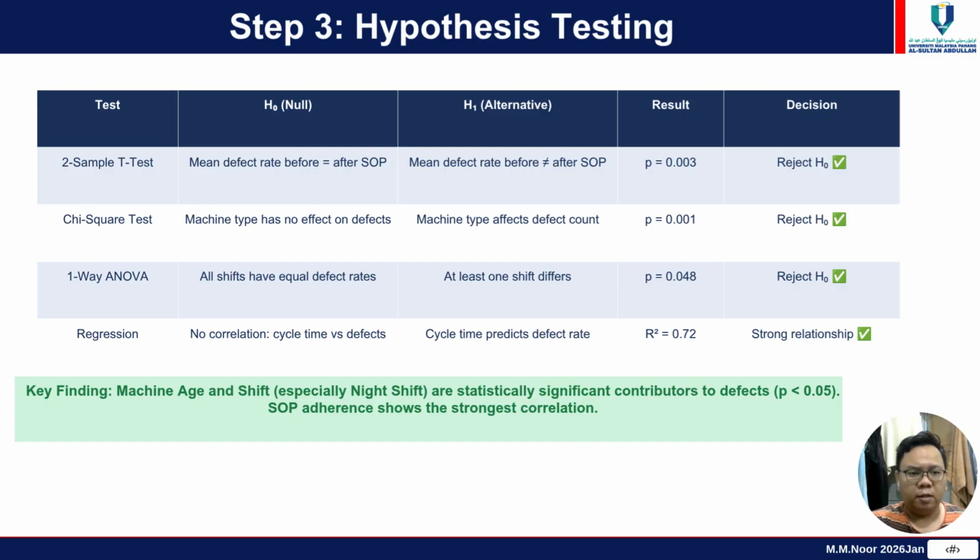Several statistical tests were conducted to validate the root causes. The result shows that machine type, shift differences, and SOP adherence significantly affect defect rates. All major tests produce p-values below 0.05, confirming statistically significant relationships.